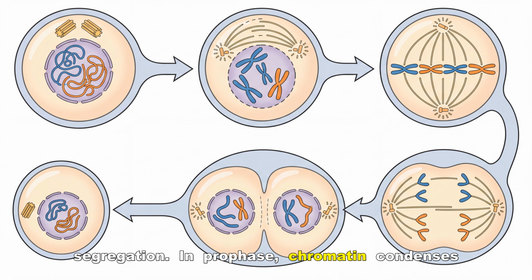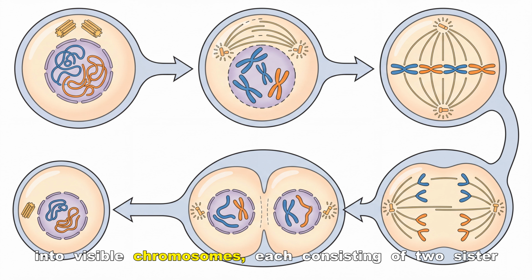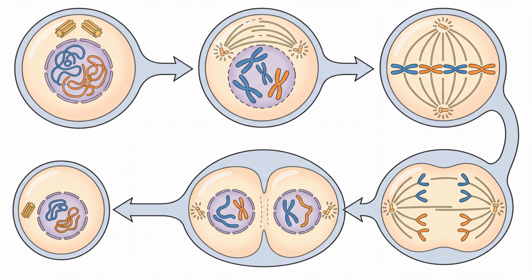In prophase, chromatin condenses into visible chromosomes, each consisting of 2 sister chromatids, and the mitotic spindle begins to form as centrosomes move to opposite poles.